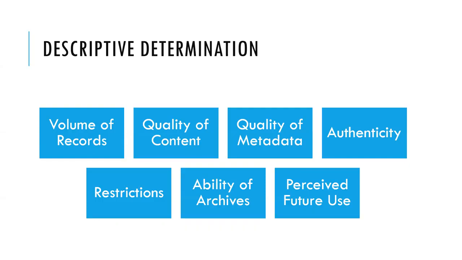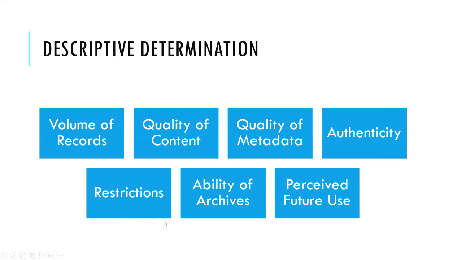Quality of metadata, again, if there is metadata attached to records, that's going to make arrangement and description much easier, because you're going to already have information about records. You can kind of translate it into a finding aid, and you don't have to do research and recreate the wheel. So authenticity is something that I just touched on. If a collection is not authentic, then it may not have as much research value, and that may lead you to describe the records less thoroughly.